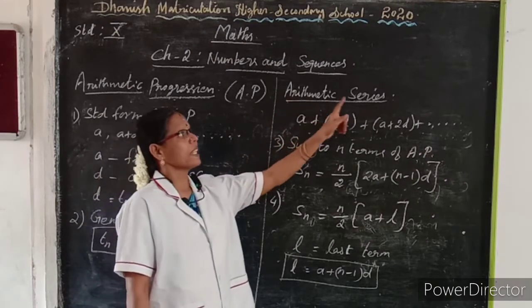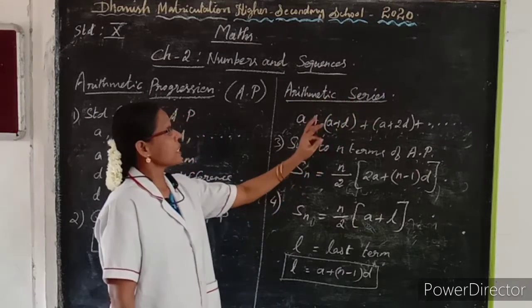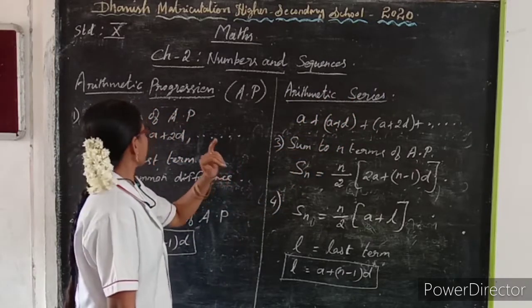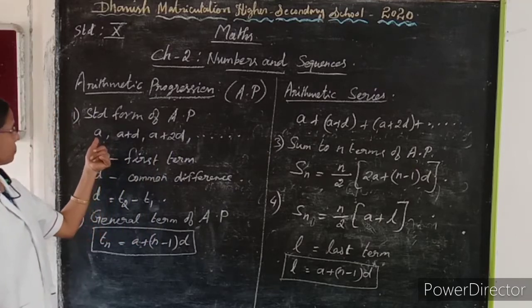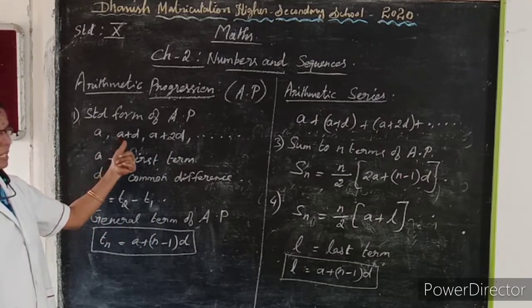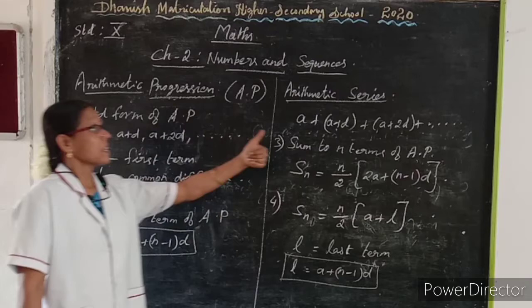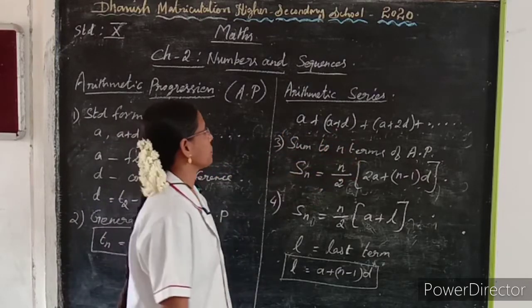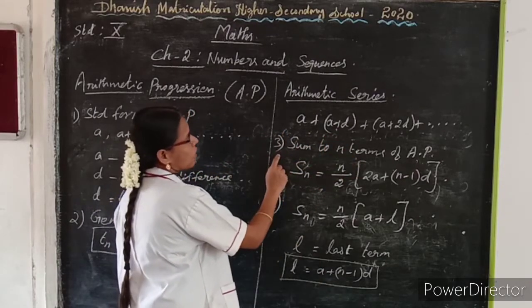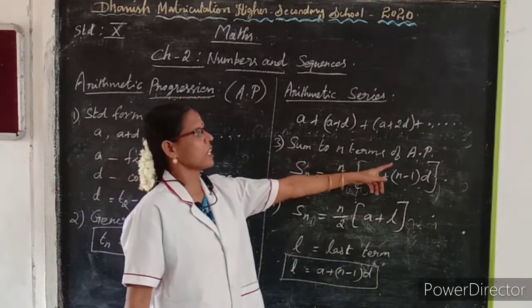Now, arithmetic series. What is the arithmetic series? The summation of terms of an arithmetic sequence is an arithmetic series. So how to find the sum to n terms of an arithmetic series?